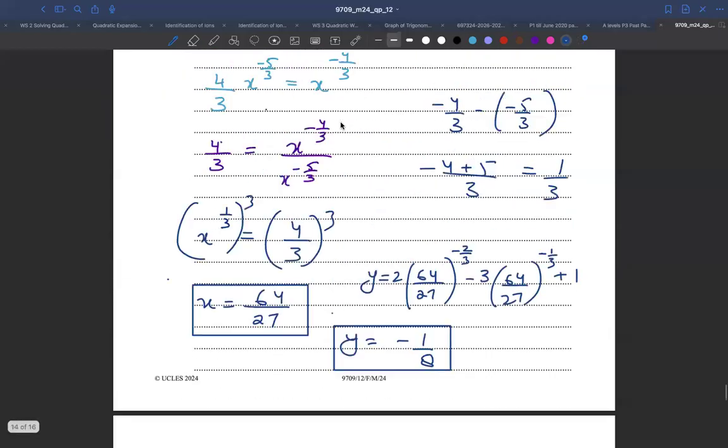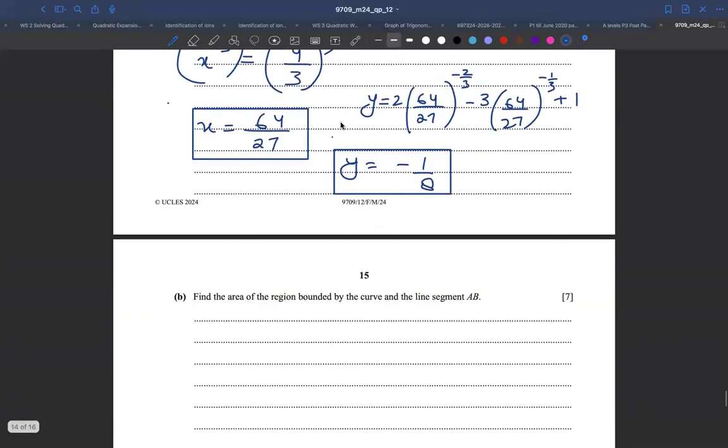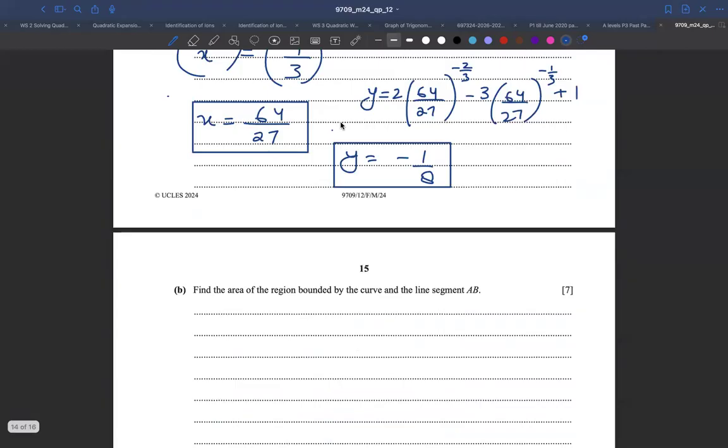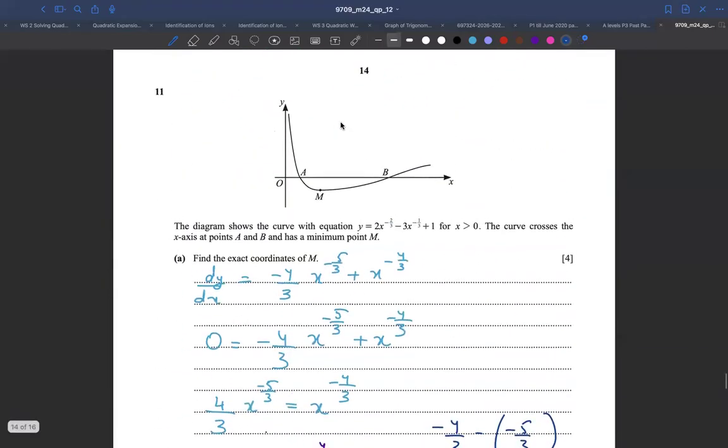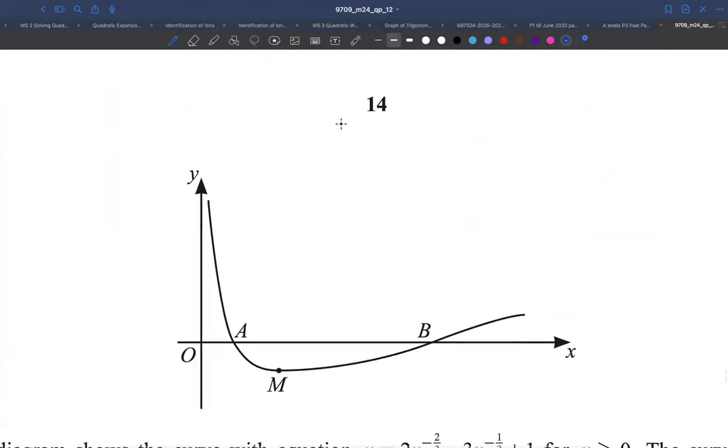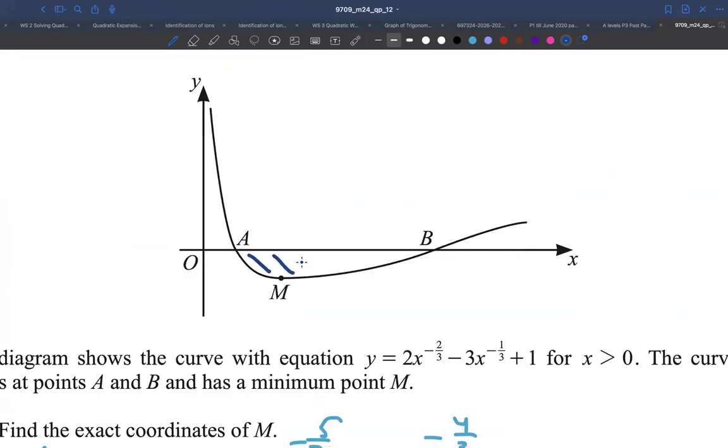Now the next part says, find the area of the region bounded by the curve and the line segment AB. It means this area. To find this area, we need these coordinates, the limits, basically. How do you find these limits?